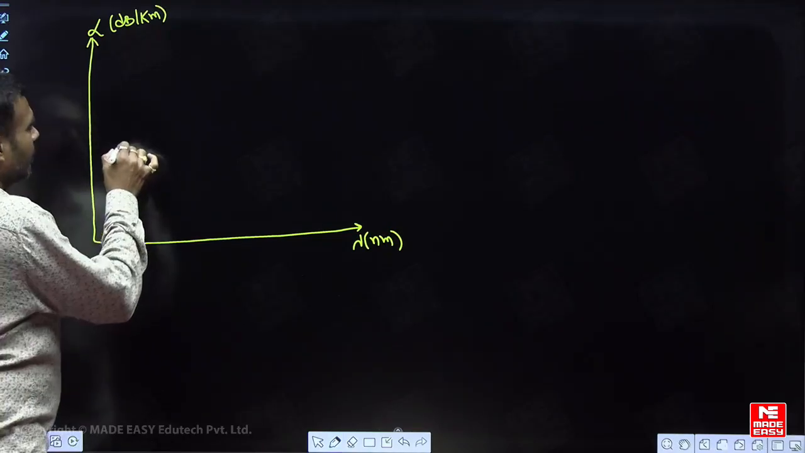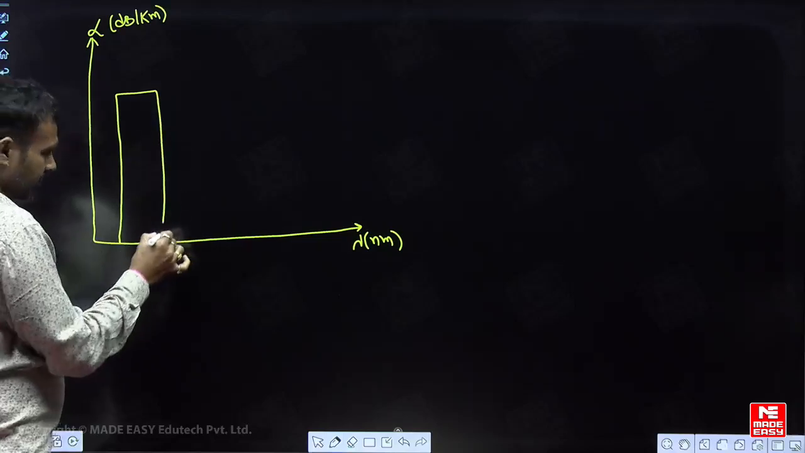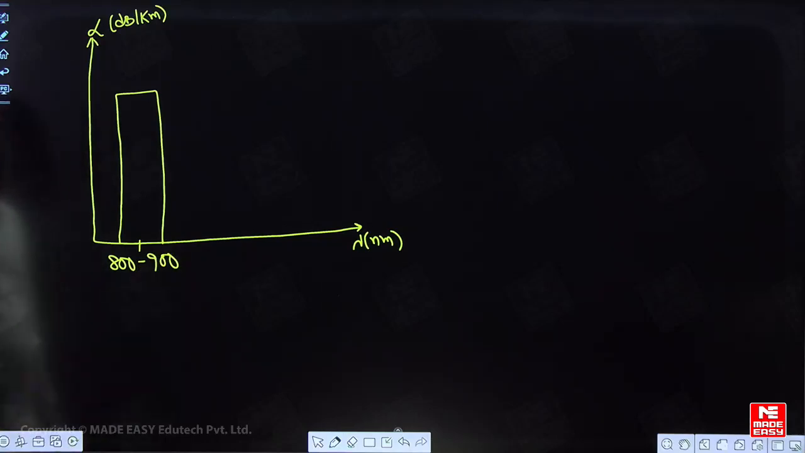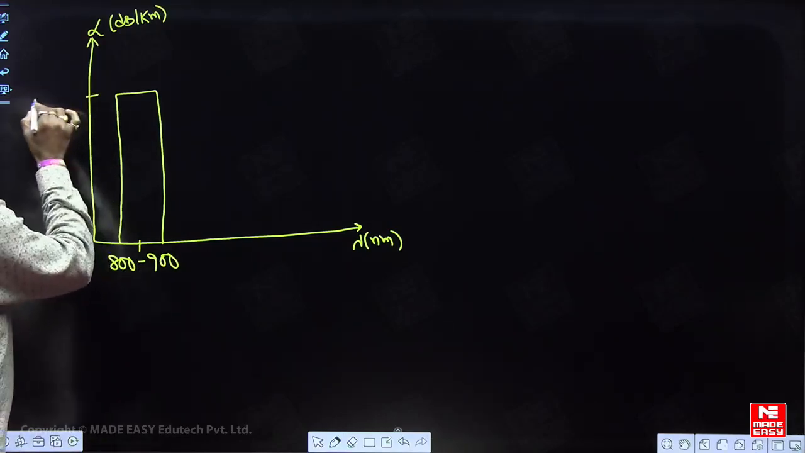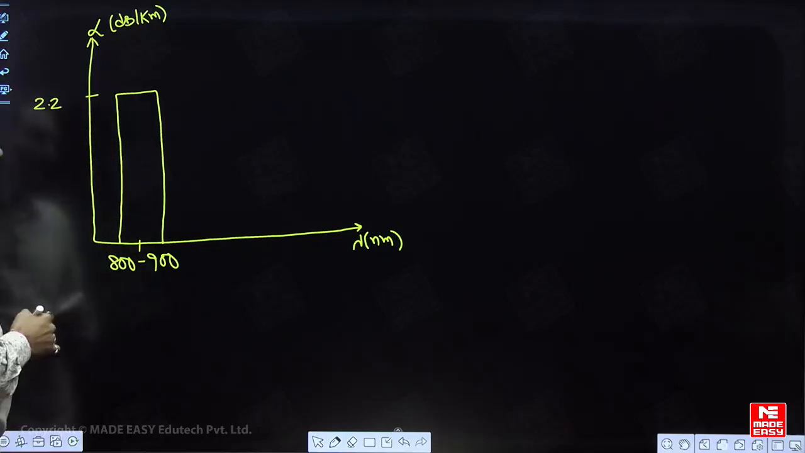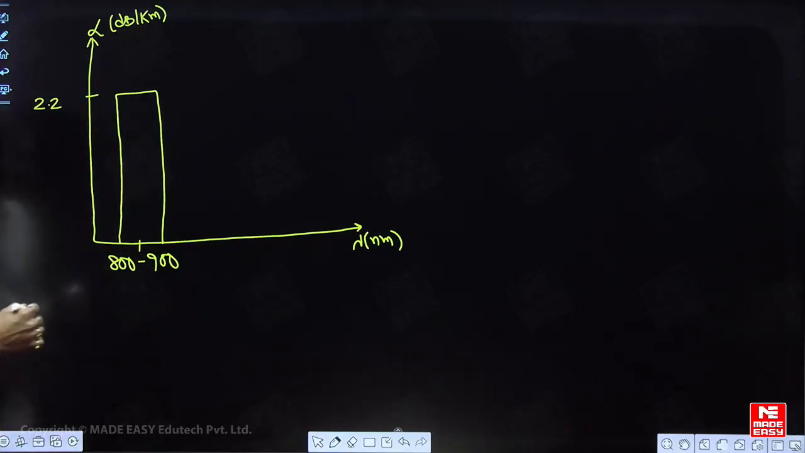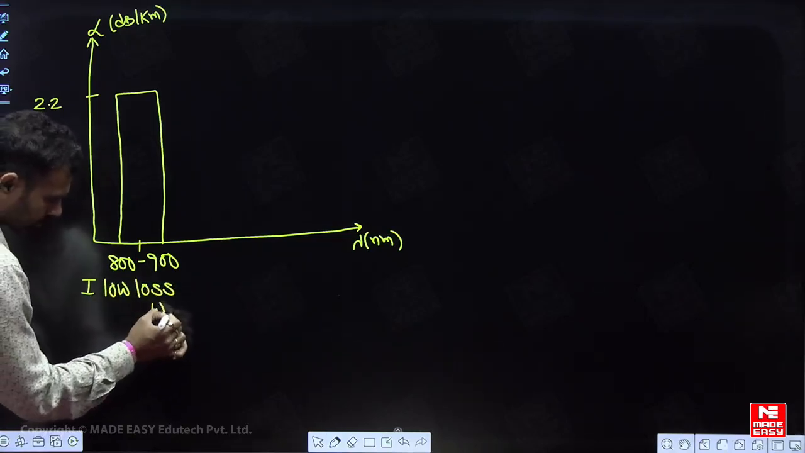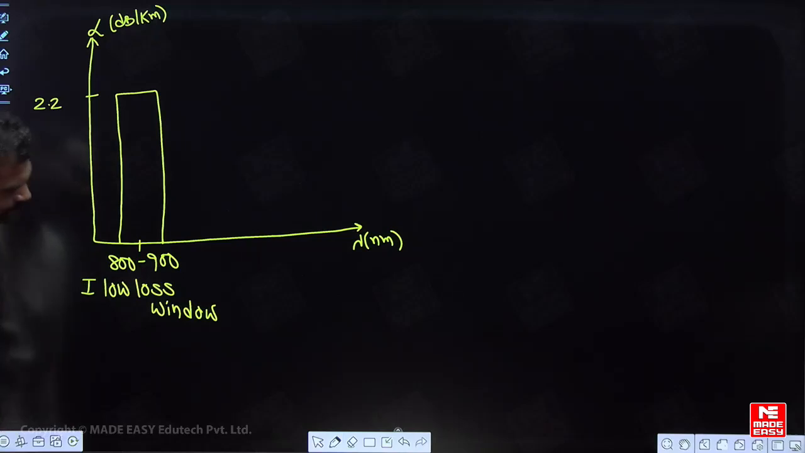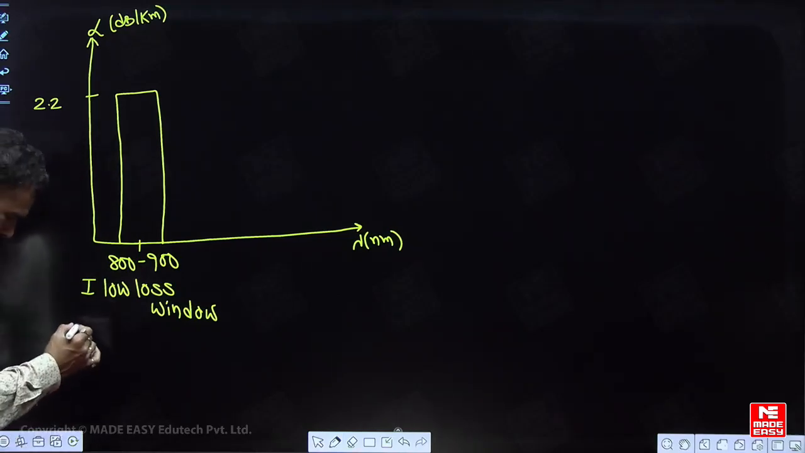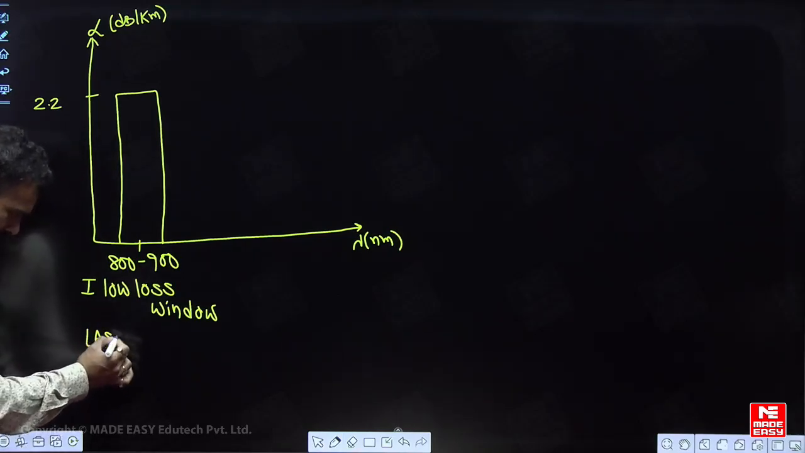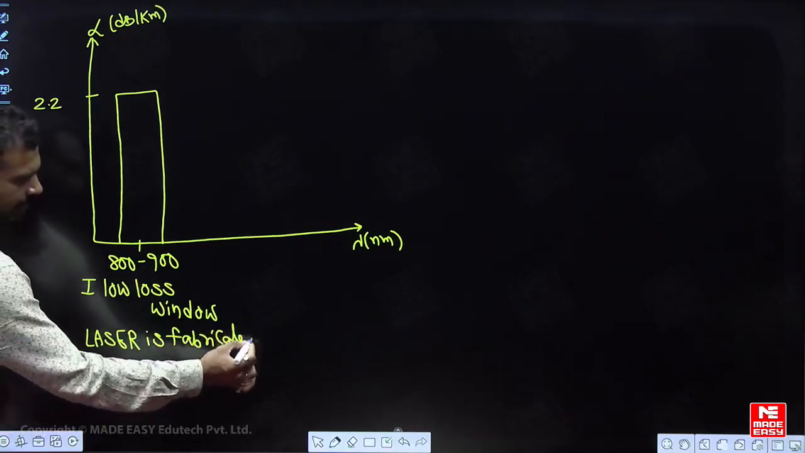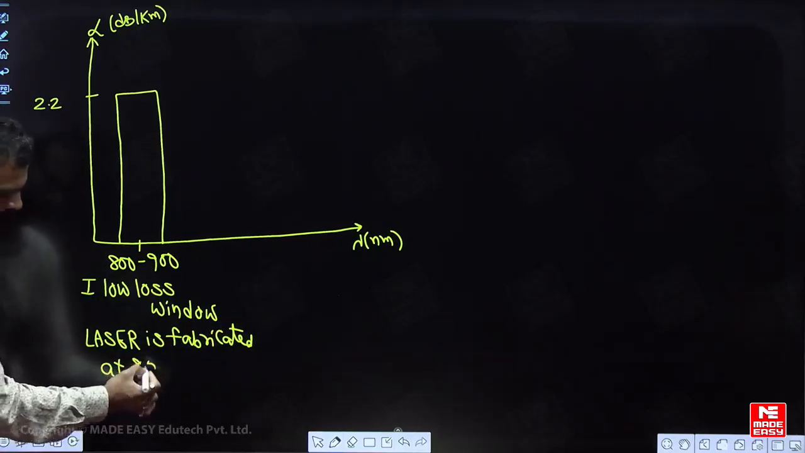Between 800 to 900 nanometers, we have a loss of 2.2 dB per kilometer. This is called the first low loss window. In the first low loss window, the laser is fabricated at 850 nanometers.